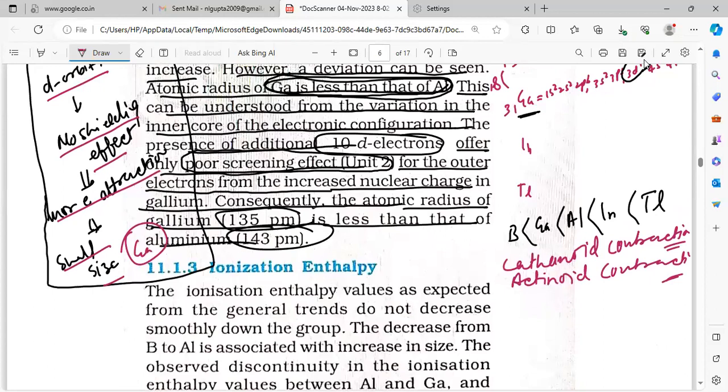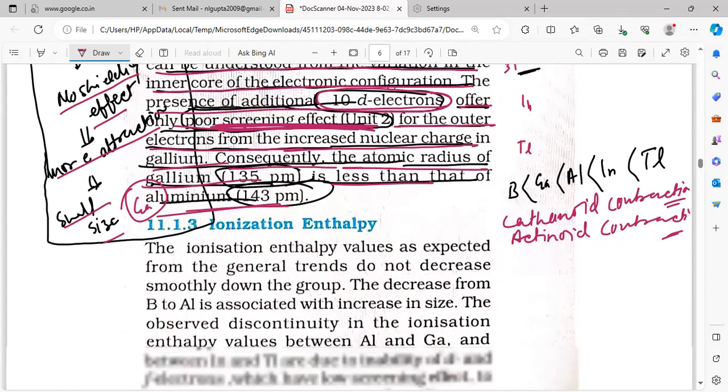Can you tell me what is the reason? It can be understood from the variation in the electronic configuration. The presence of additional 10 d electrons offers poor screening effect for the outer electrons from the increase in nuclear charge in gallium. Consequently, the atomic radius of gallium is less than that of aluminum. Are you able to understand? No.